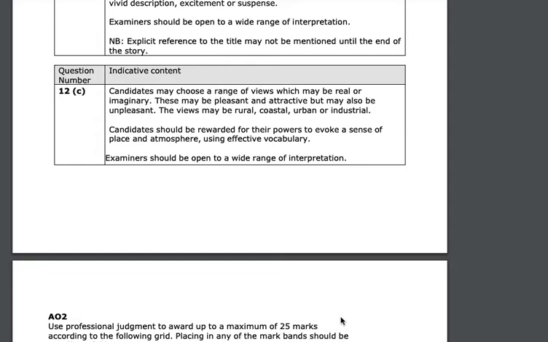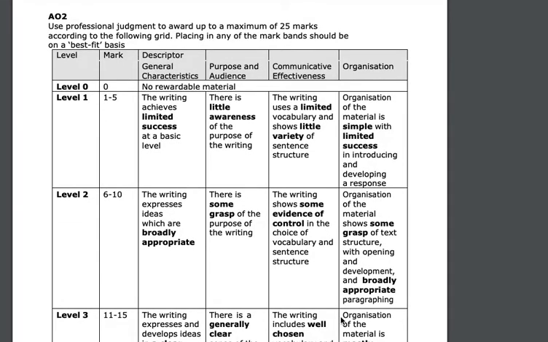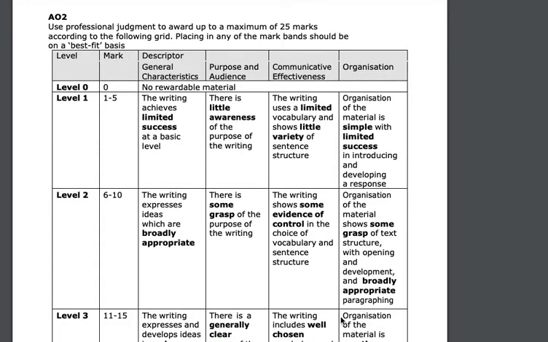Probably. Okay, anyway. So AO2, use professional judgment to award up to 25 marks according to the following grid. Placing in any of the mark bands should be on a best fit basis. So level 1 is the writing achieves limited success at a basic level. There is little awareness of the purpose of the writing. The writing uses a limited vocab and shows little variety of sentence structure. Organisation of the middle is simple and limited, with limited success in introducing and developing a response. So level 1 is between 1 and 5 out of 25.